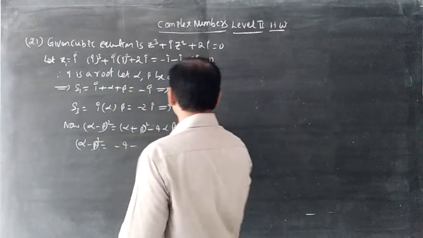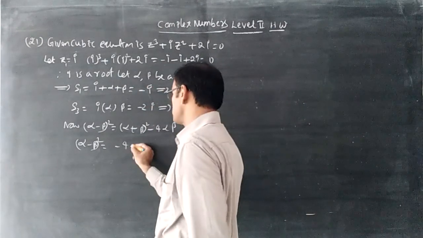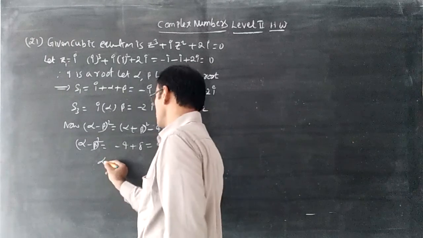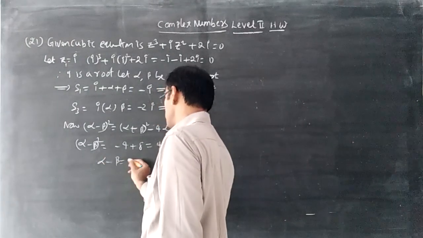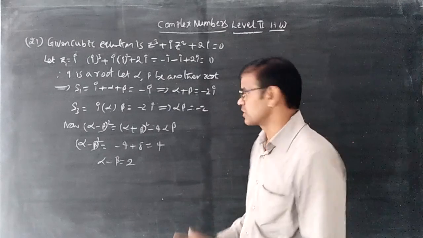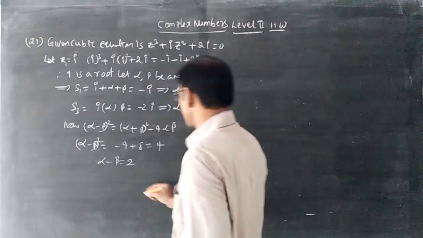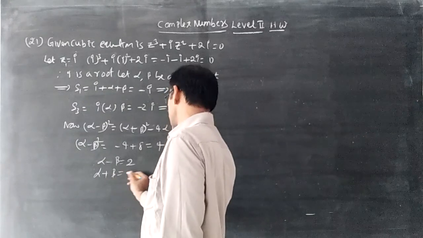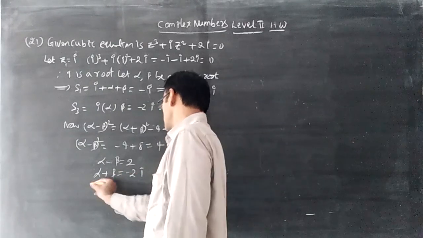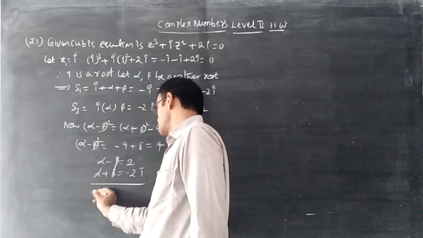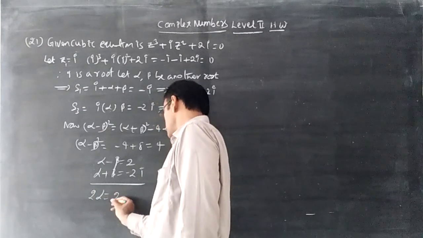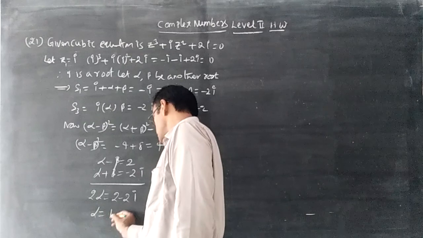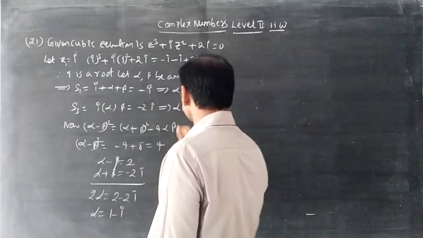Minus 4 into alpha plus beta, minus 4 into minus 2, it is 8. So 8 minus 4 becomes 4. Apply here alpha minus beta is equal to 2. Plus, I am taking first of all. Next, alpha minus beta we got to 2, down you write alpha plus beta is equal to minus 2i. Add these two terms, beta will cancel. 2 alpha is equal to we got 2 minus 2i. Therefore, you can write alpha is equal to 1 minus i.